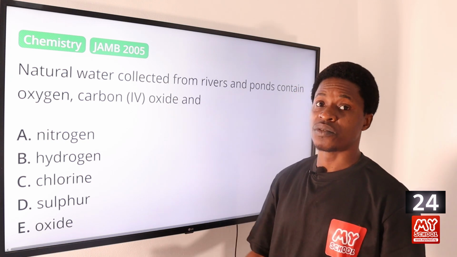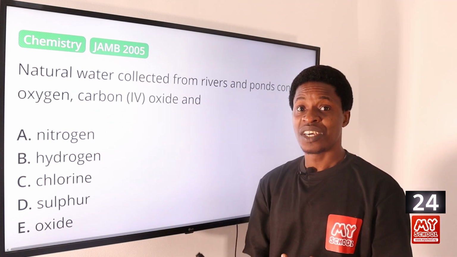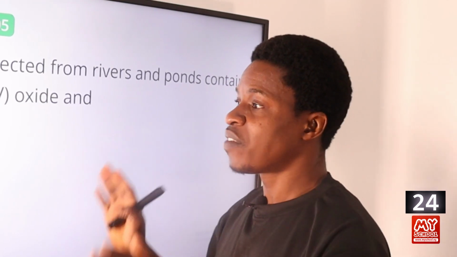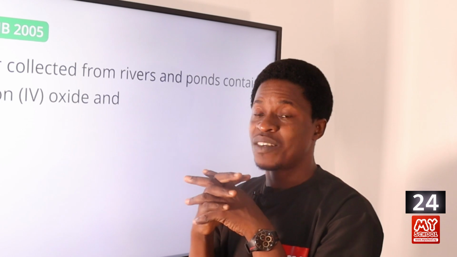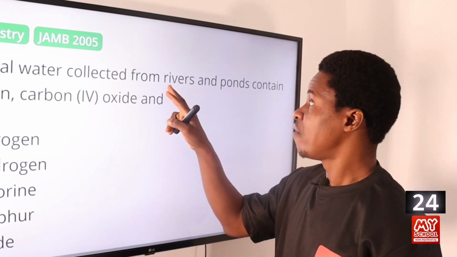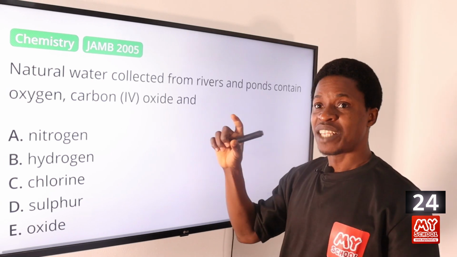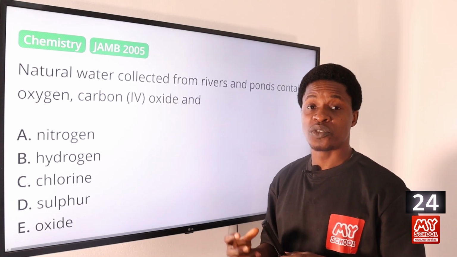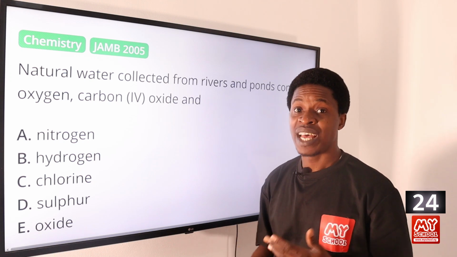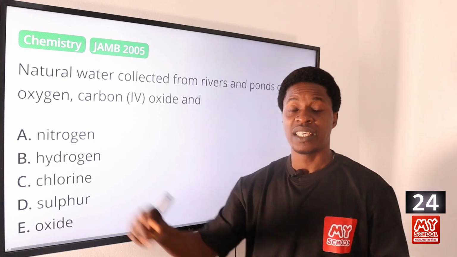So how does nitrogen get into this? When rain falls, we are talking about natural water collected, so we can have nitrogen present in it. When we have movement of water, we have more nitrogen present in the water, that is natural water collected from rivers and ponds, because we have more ammonia here. Nitrogen is actually required by aquatic organisms to survive, to carry out their metabolic activities, more than any of the others we have here. So based on that, the correct answer is option A, nitrogen.